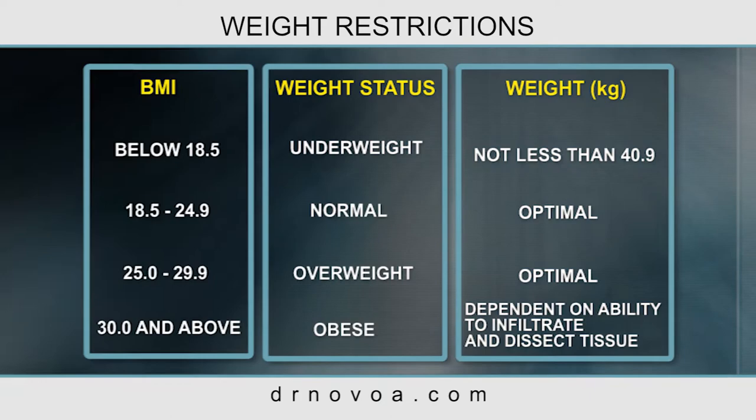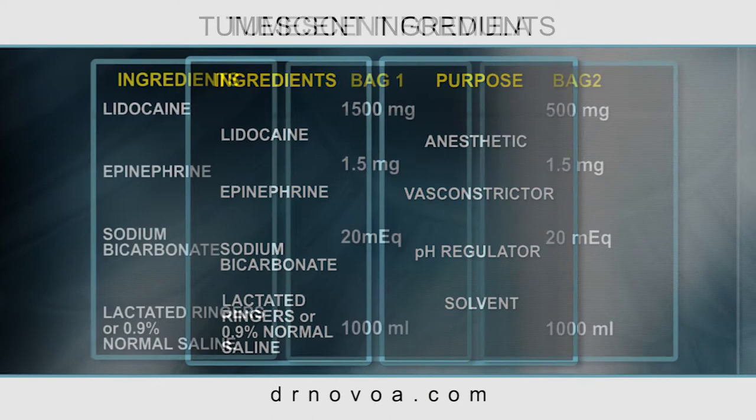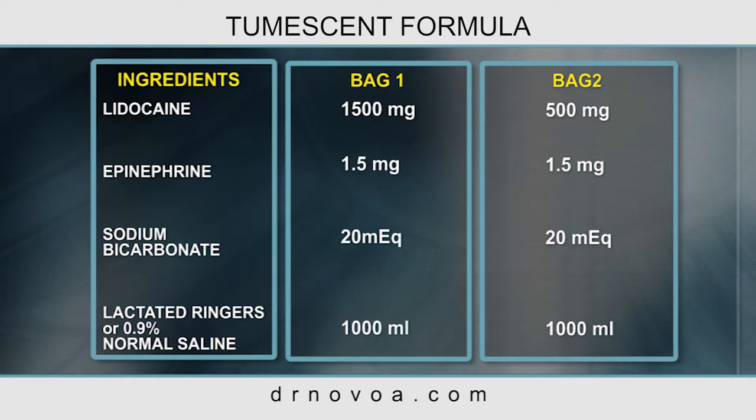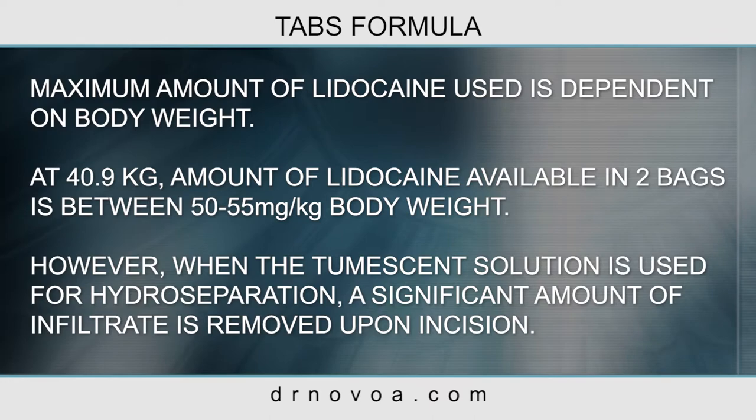The most common ingredients in tumescent anesthesia are lidocaine, epinephrine, sodium bicarbonate, and lactated Ringer's or normal saline. In general, two 1-liter bags of tumescent solution are used in surgery, with 1500 milligrams of lidocaine in the first bag and 500 milligrams of lidocaine in the second. The maximum amount of lidocaine used is dependent on body weight, and side effects are more common in patients whose body weight is below 40.9 kilograms.